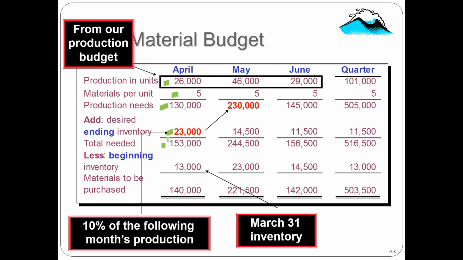But of course we do have something in the warehouse. So we already have $13,000 in the warehouse as of the beginning of the month. So therefore, we only need to purchase $140,000 here. So that's going to be a similar calculation on the materials.